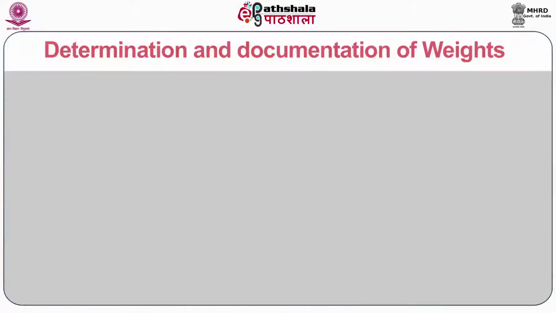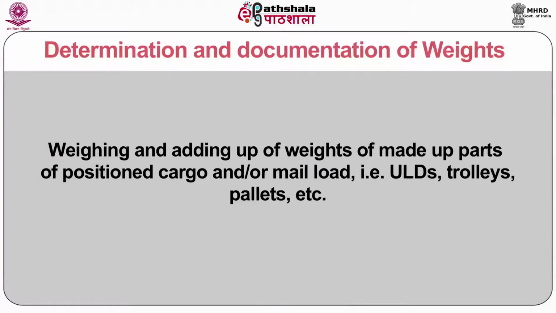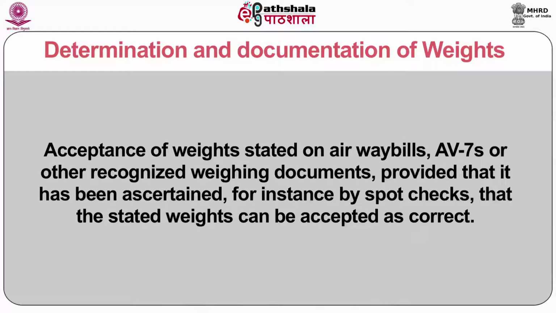For determination of cargo and/or mail weights, the following methods may be applied. Weighing and adding up of weights of individual cargo and/or mail shipments. Weighing and adding up of weights of made up parts of positioned cargo and/or mail load, that is ULDs, trolleys, pallets, etc. Acceptance of weights stated on AWBs, AV7s or other recognized weighing documents, provided that it has been ascertained, for instance by spot checks, that the stated weights can be accepted as correct.